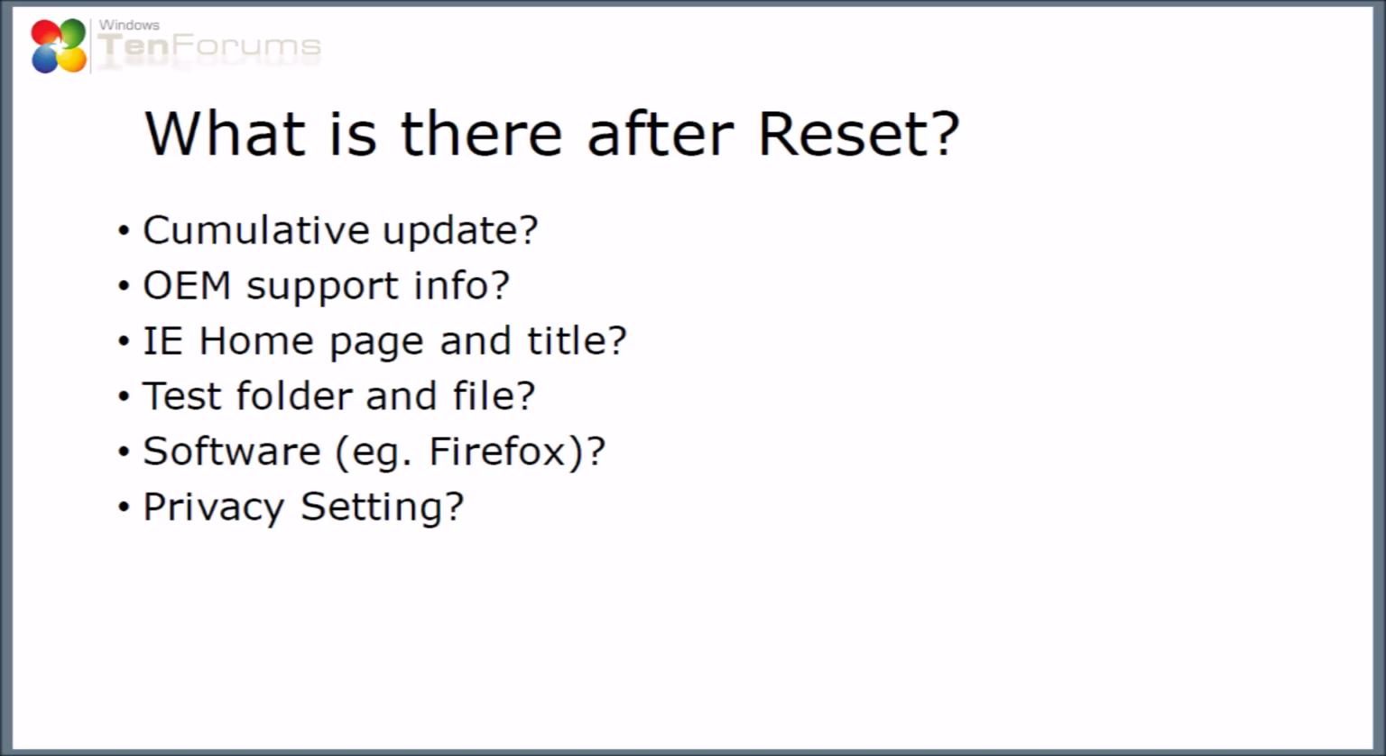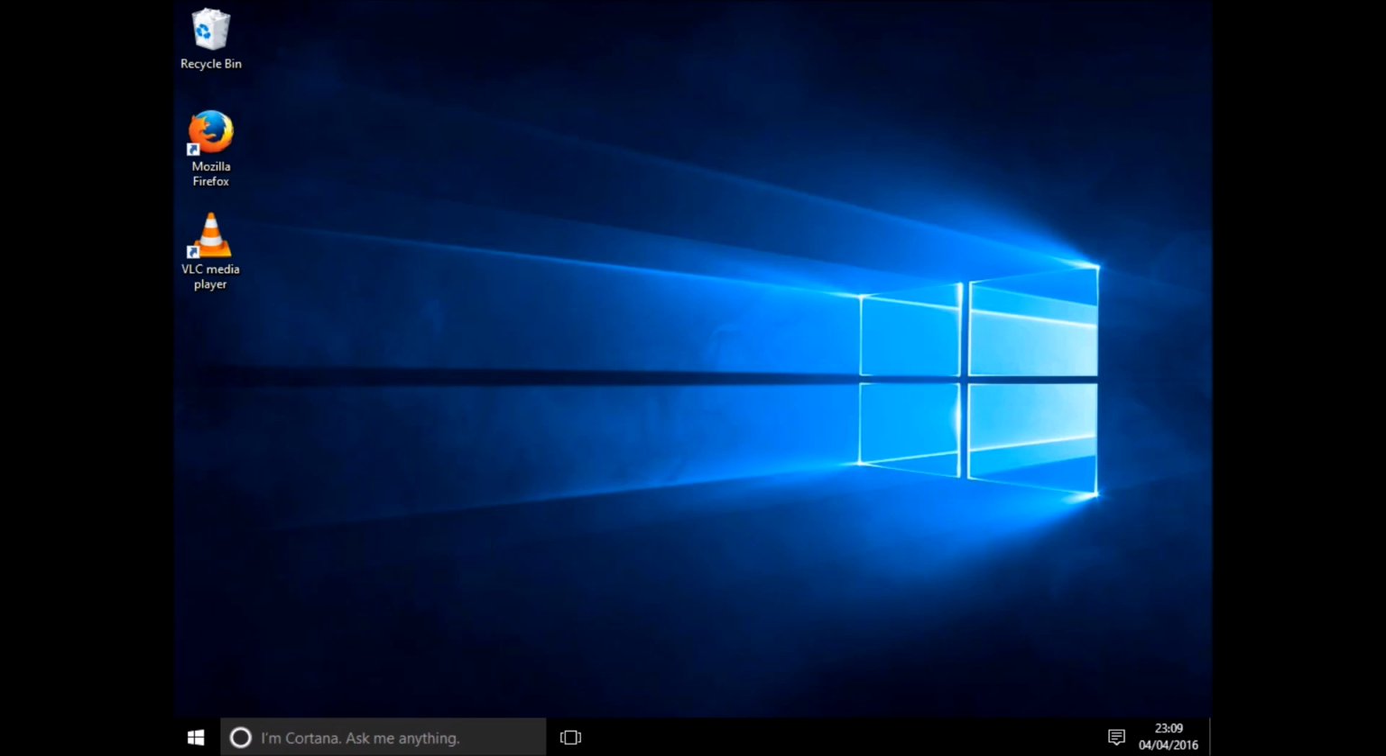So when the reset completes, we want to then have a look to see which bits of the deployment have survived that reset. So we had a cumulative update, we had some OEM support information, we had an Internet Explorer homepage, I had a test folder and a file, we had some software, and also we had a privacy setting about telemetry. And we come back to a Windows 10 screen.